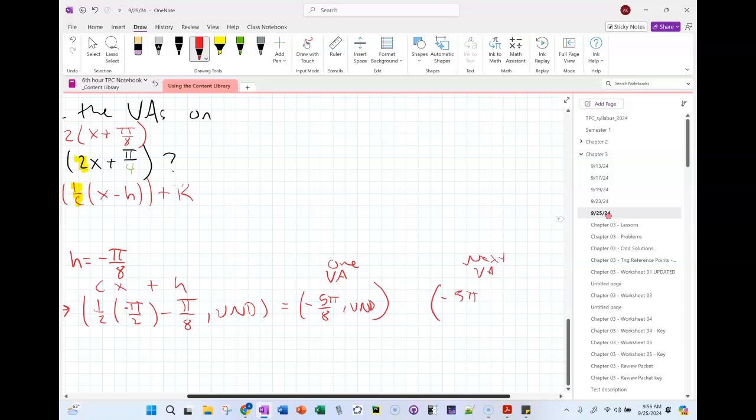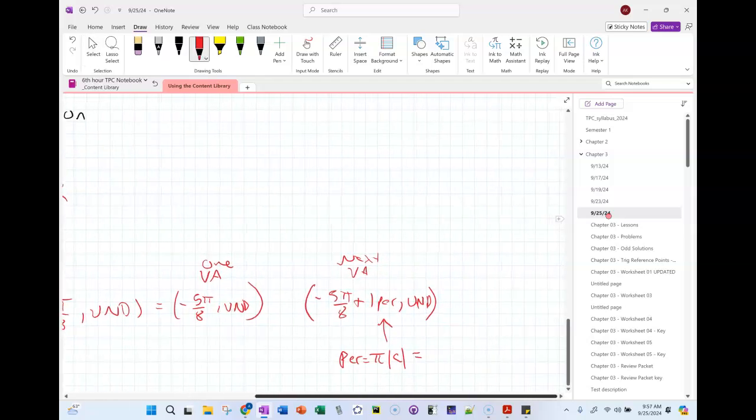So it's going to be that x plus one period is going to be the location of my next vertical asymptote. So how do I find the period? Well, that's just pi times the absolute value of c. So that's pi over 2. Negative 5 pi over 8 plus pi over 2, when I make my common denominator, is going to be negative pi over 8.